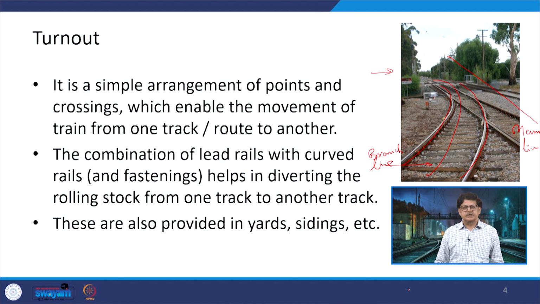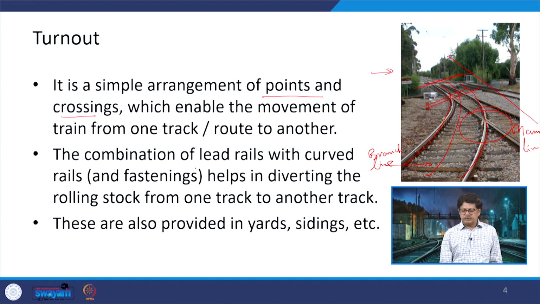The turnout is nothing but a simple arrangement of points and crossings which enable the movement of a train from one track or route to another track. Now, the points and crossings: this is the location where the two tracks are crossing, whereas the points are provided in this area, on the basis of which it will be defined whether the train is going to be moving straight or is going to take a turn and come towards this right hand side turnout.